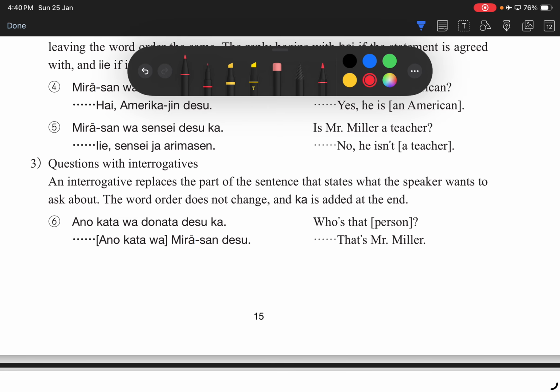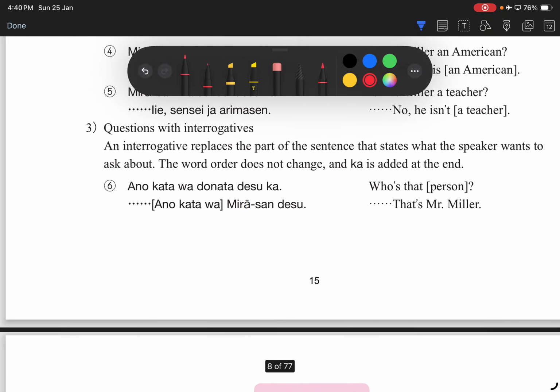So number 6, あの方はどなたですか? In this case, we are inquiring, right? We are not asking a yes-or-no question. We're just asking who is that person. So あの方, we will talk about あの in a while. This is why I don't like this textbook, because they just throw in あの so randomly. But どなた is who, right? So who is it, basically. So Mira です. Okay, for now, just take it with a pinch of salt. We will learn あの in a while.